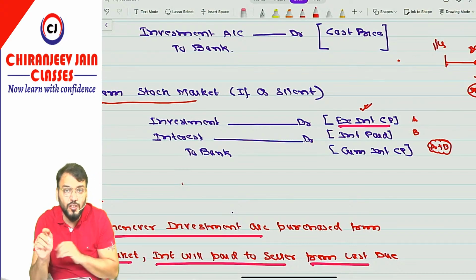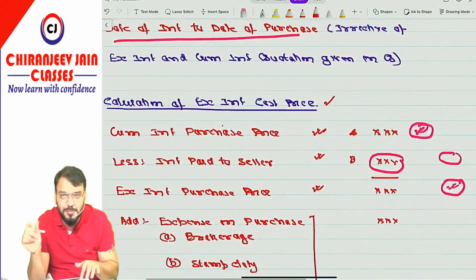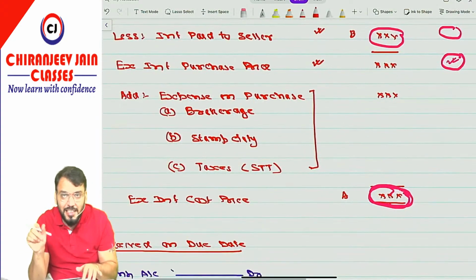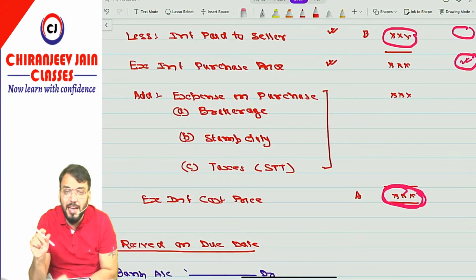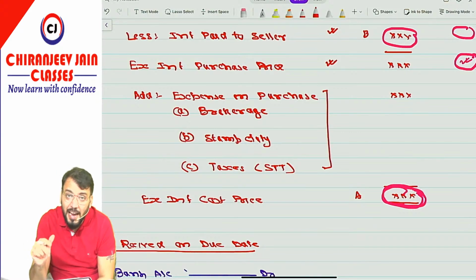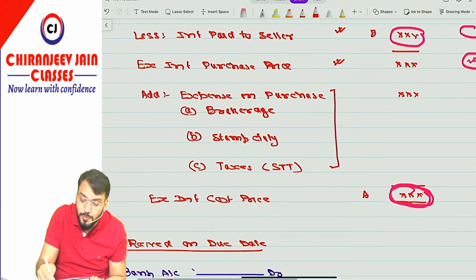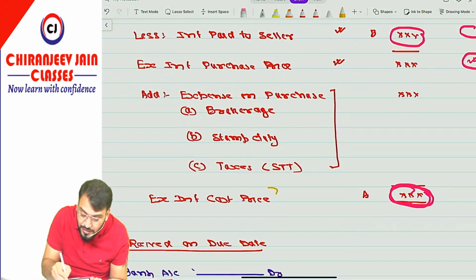So ex-interest cost price means what? Start from cum-interest purchase price, deduct interest paid, that will become ex-interest purchase price. In that add all expenses on purchase, for example brokerage, stamp duty, securities transaction tax, that will become ex-interest cost price. So investment account will be debited with ex-interest cost price. So the objective will be to calculate this amount.